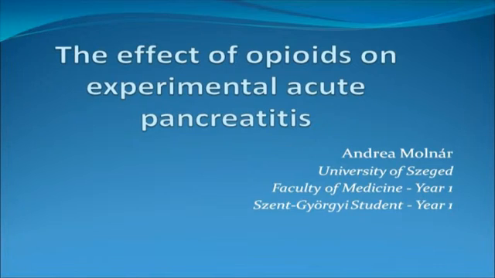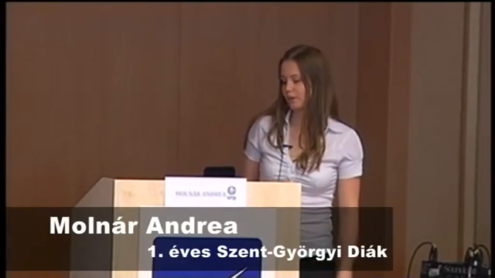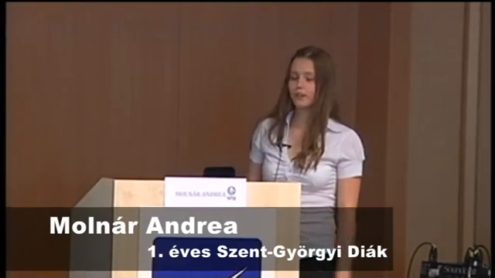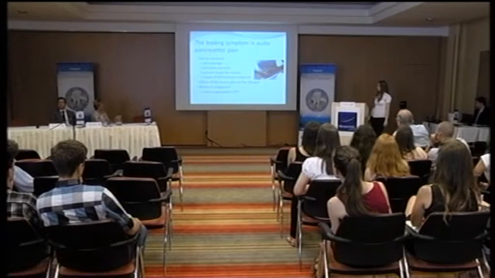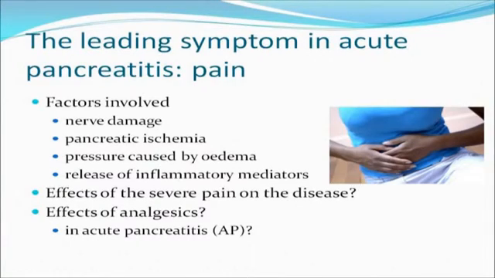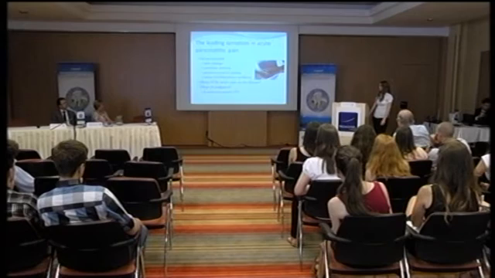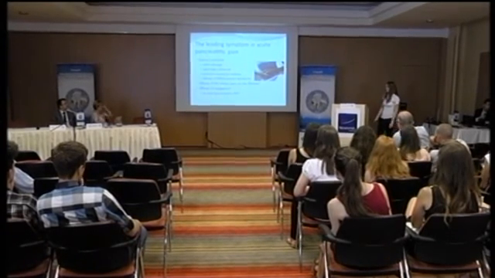Dear audience and chairs, I would like to speak about the effects of opioids in experimental acute pancreatitis. The leading symptom in acute pancreatitis is pain. The most important factors involved are nerve damage, pancreatic ischemia, pressure caused by edema, and release of inflammatory mediators. There are three important questions. What are the effects of severe pain on the development of the disease? What are the effects of analgesics on the disease? And what about in pancreatitis?